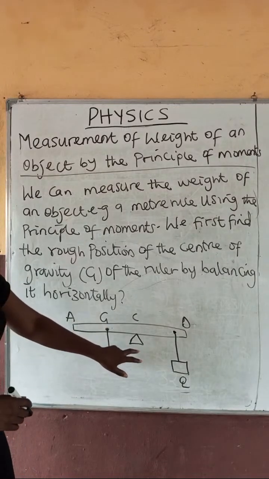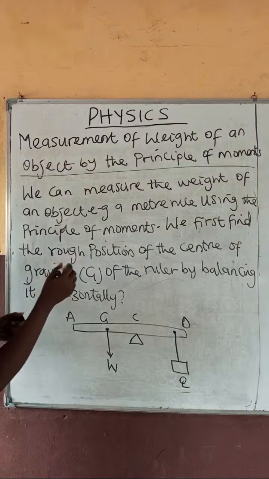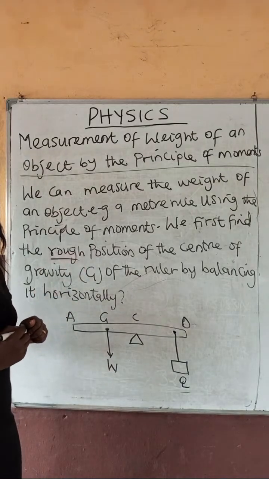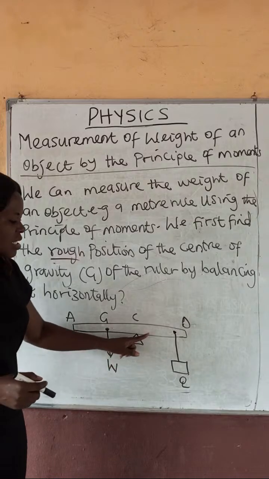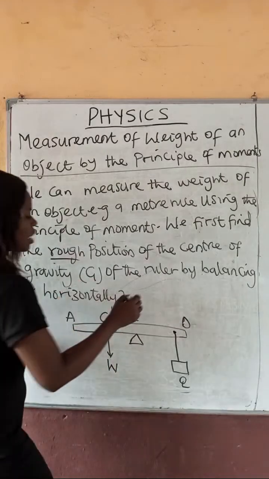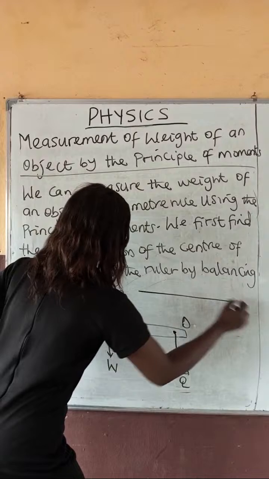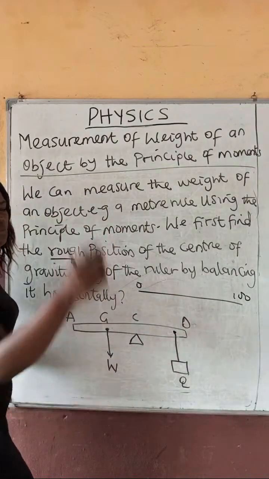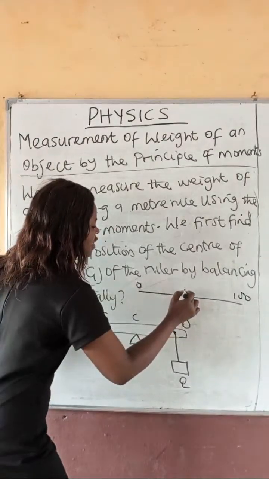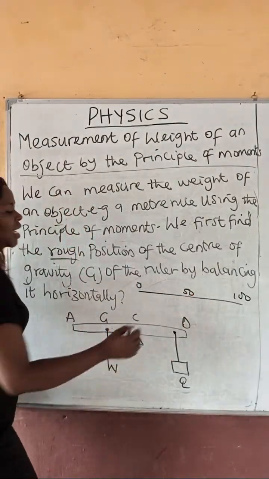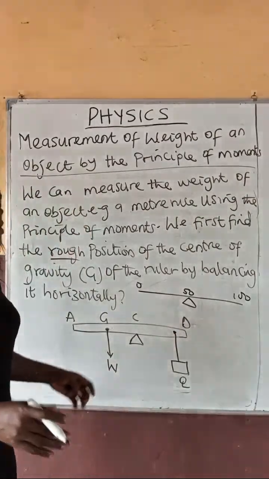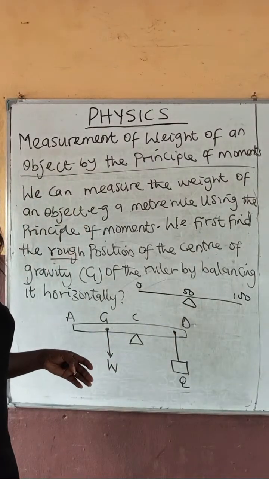This one, we are using a rough position of the center of gravity. You know what is a rough position? Let's assume this is 50. A meter rule ranges from 0 to 100, okay? And the middle is supposed to be 50. That is where our pivot is supposed to be placed, so it will be balanced horizontally.